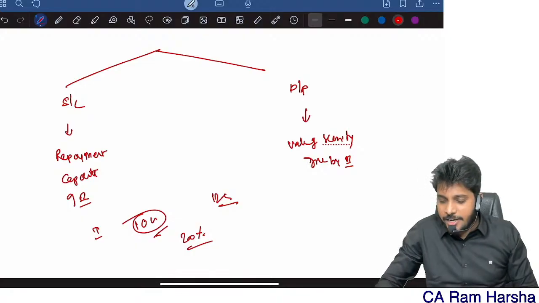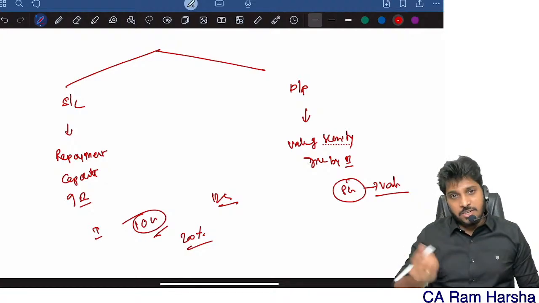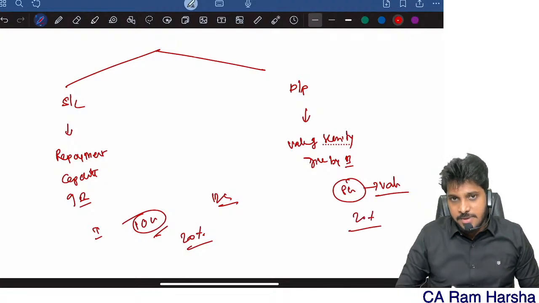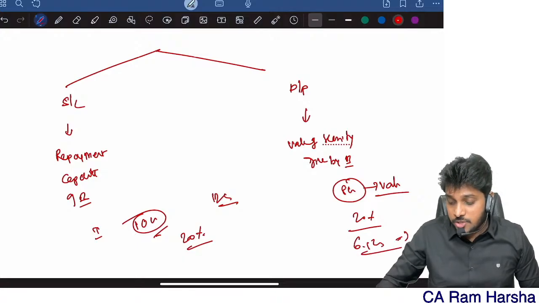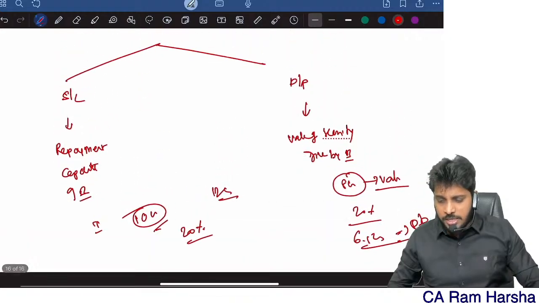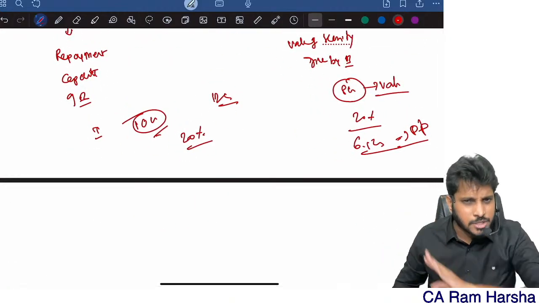Suppose the customer gave security value of 8 crore only. Oh, he gave 8 crore only. I will eliminate 20%. The balance is approximately 6.5 crore. Only this much I will release, only this much I will allow the customer to withdraw. I will maintain a 20% margin. Example, I'm just telling you.